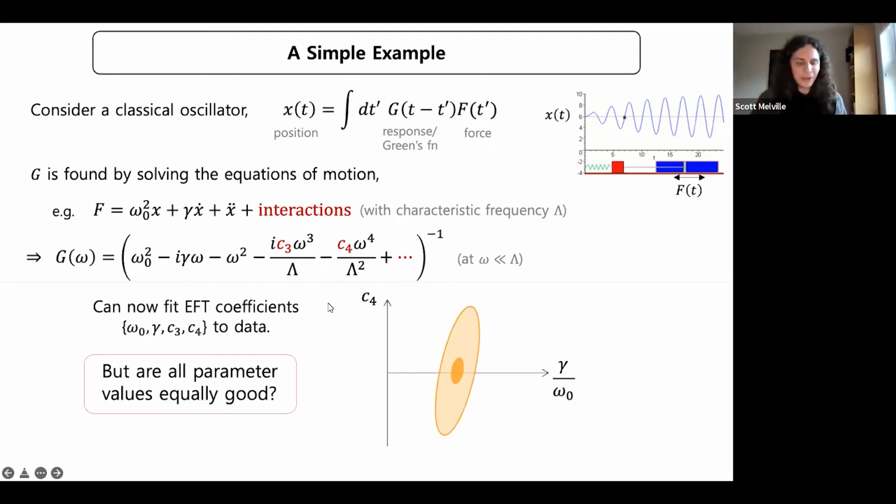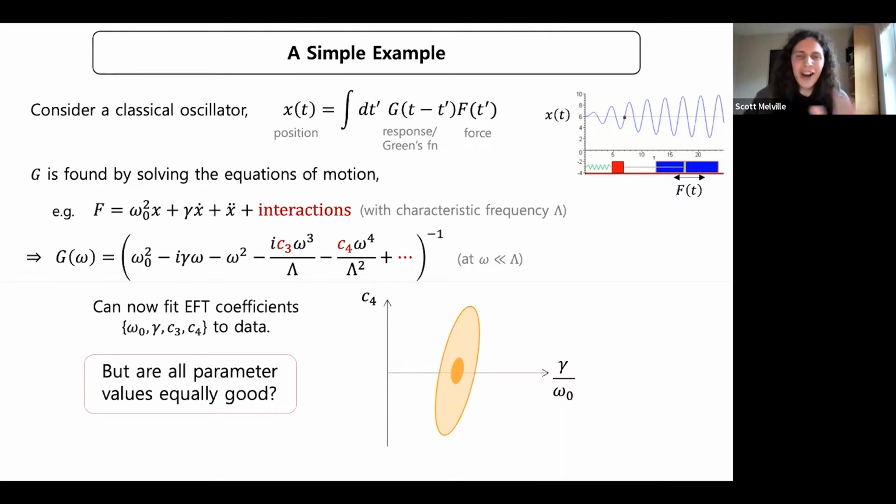So that's great because now, if you're doing slow forces, low energy forcing, you have this universal functional form that you can fit to data. So you do some experiments with your spring and you find, say, the 1 and 2 sigma contours lie somewhere in this parameter space. So the question that we've really set out to answer is, are all of these values equally good? For a real spring, can you have arbitrary values of omega naught, gamma, C3, C4, or are they secretly connected in some way?